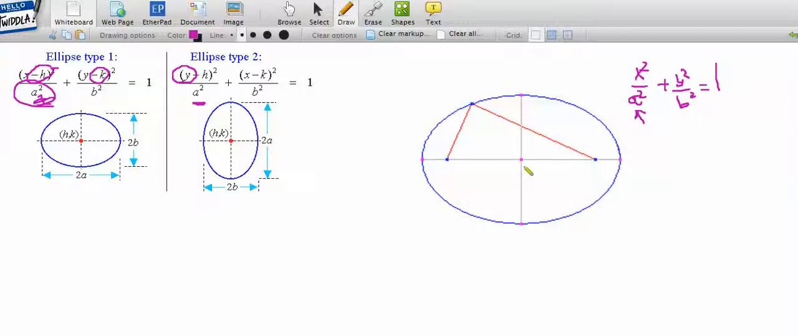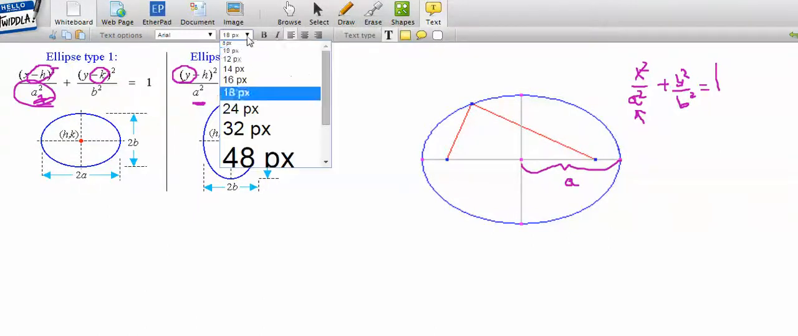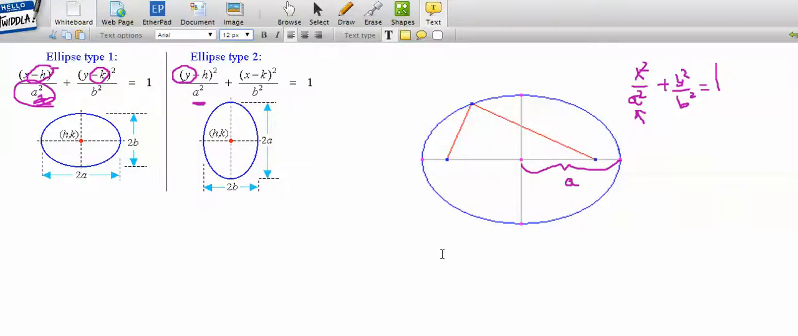So a represents the distance from the center to the vertex. My major axis, however, would be a in both directions from the center to each vertex. So my major axis, and maybe I should type this because it would work a whole lot better. You'll be able to see that better, I think, than my handwriting. So we have a major axis is 2 times a, and our minor axis will be 2 times b.